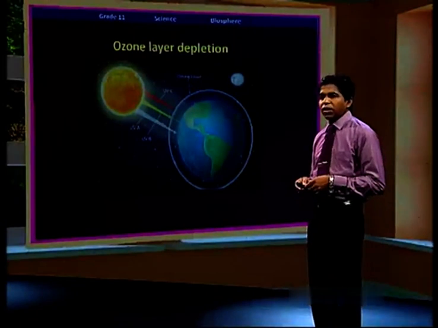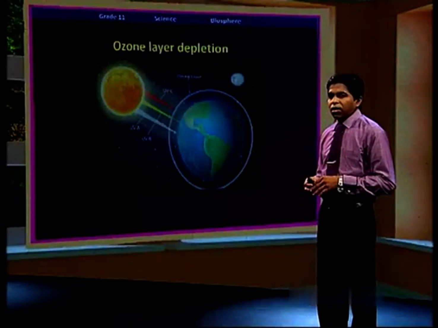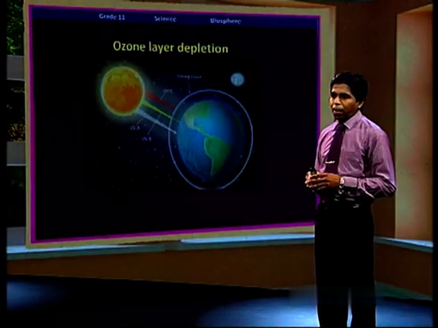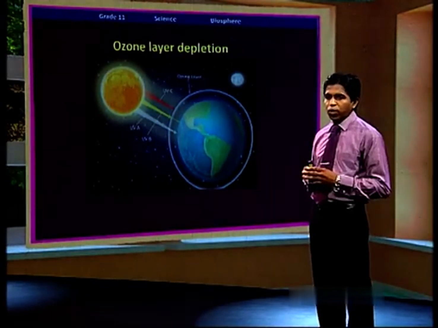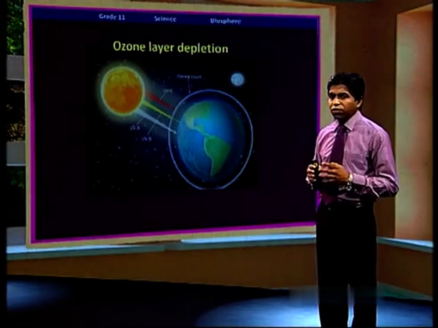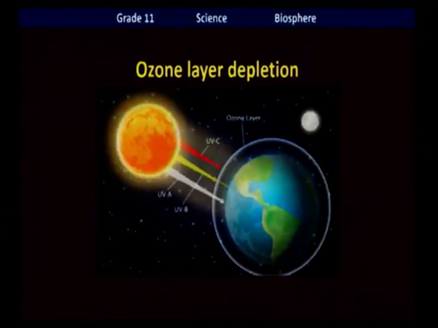Next direct effect of environmental pollution: ozone layer depletion. Before the depletion of the ozone layer, let's see what the role of the ozone layer is. What is the main function of the ozone layer?